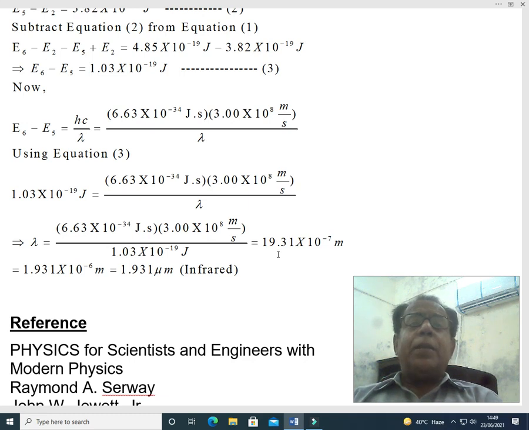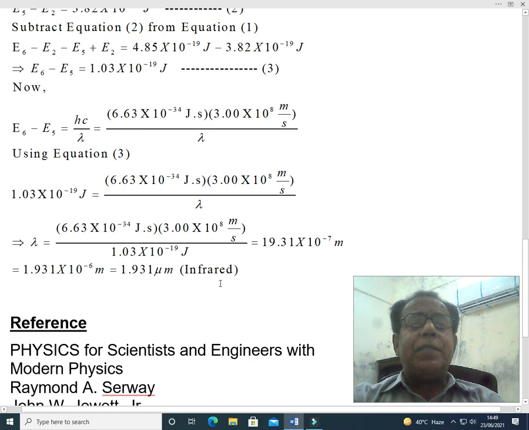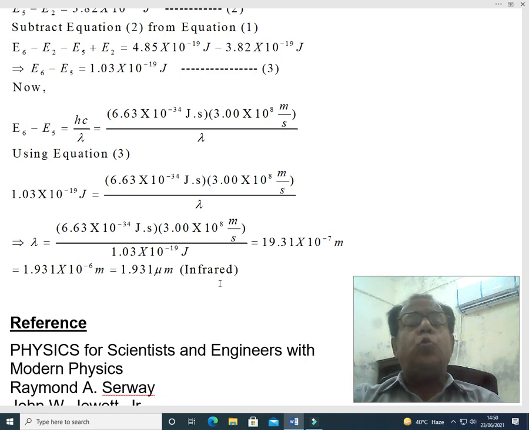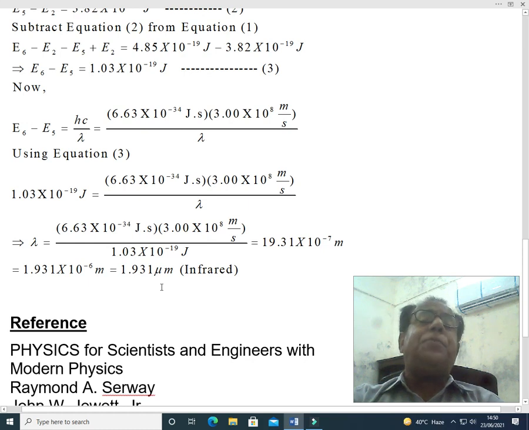Because from the spectrum of electromagnetic waves we can analyze various regions. So when we compare this wavelength, 1.9 micrometer, we conclude that this region falls under the infrared region. This is the end of our problem.